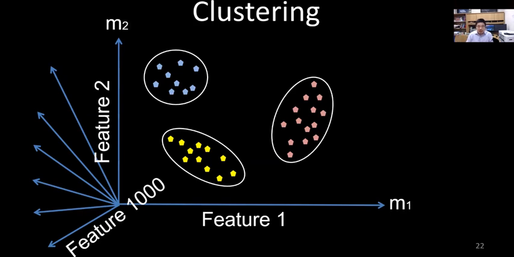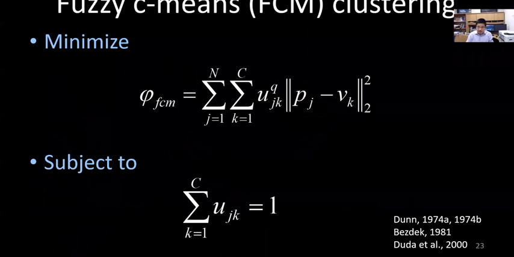Mathematically, there are many clustering algorithms out there that can achieve this, automatically organizing data into groups. One particular clustering algorithm that I have been using a lot in the context of geophysical inversion is called fuzzy c-means clustering. Mathematically, it can be summarized by minimizing this objective function here, subject to this constraint.